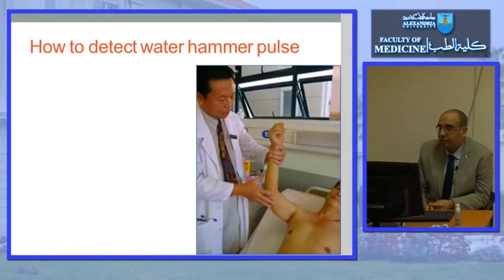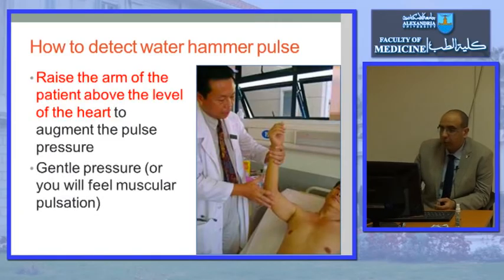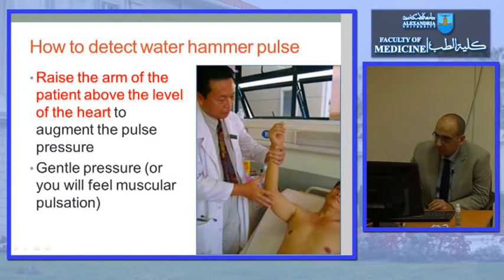How to detect water hammer pulse? This is very important. We should raise the patient's arm above the level of the heart, like we see here. The patient's arm and forearm are elevated above the level of the heart, and then we feel the forearm muscles and artery, we feel the pulsation. If we feel exaggerated pulsations, this is a water hammer pulse, denoting increased pulse pressure and increased volume status.